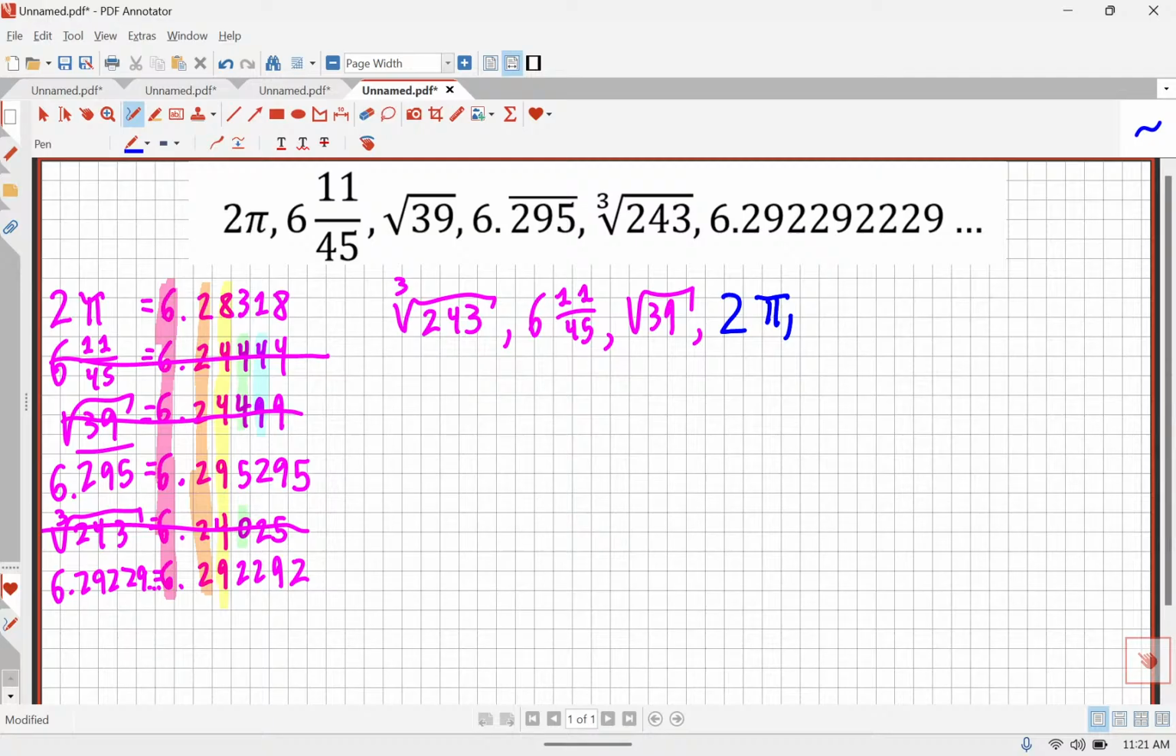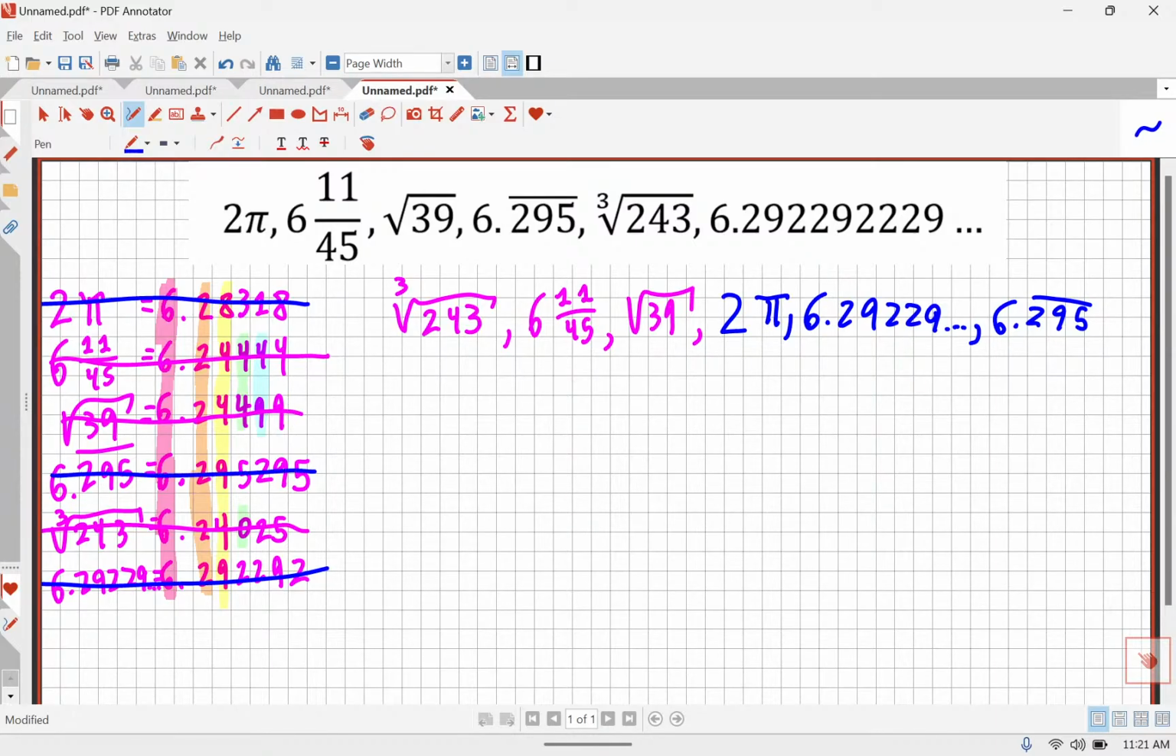But the nice thing is, Bennett, that you just did that work, and we know that the next one's going to be 6.29229, and so on, which means the last one is going to be 6.295 repeating. Whew. Okay.